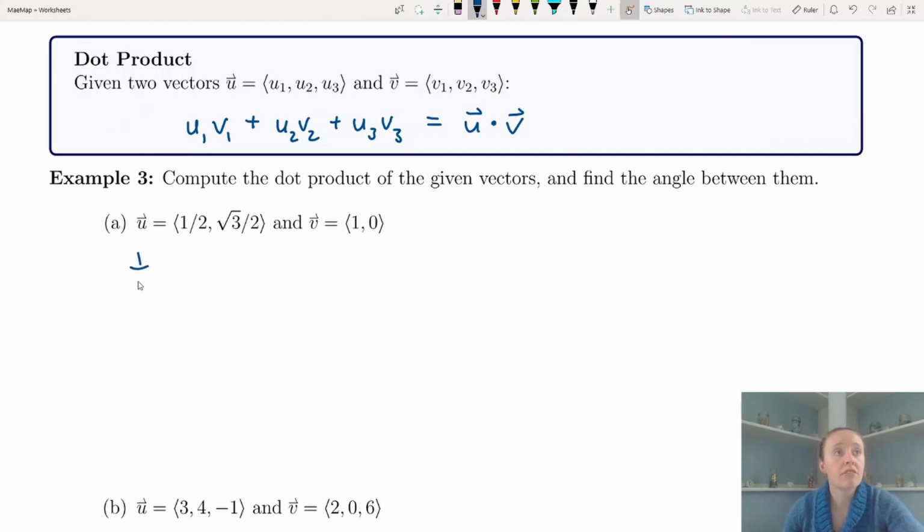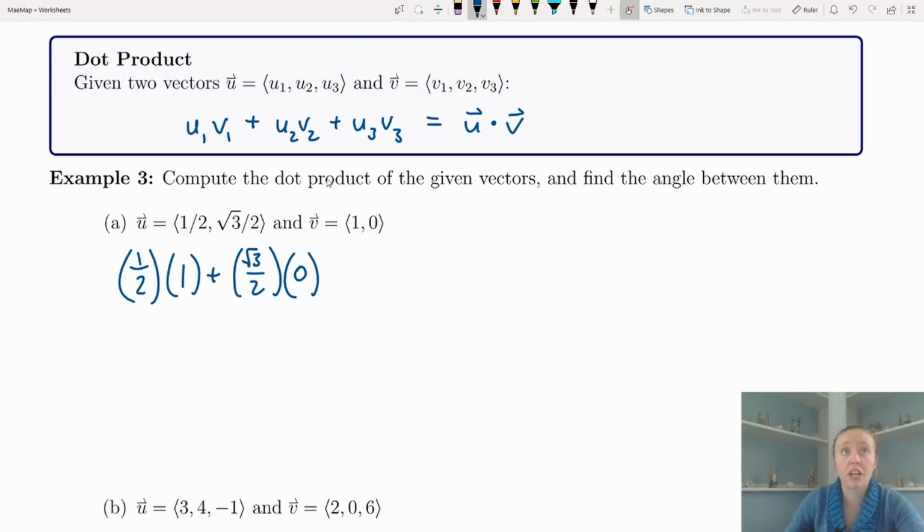So I'm going to take 1/2, which is my first component, and multiply it by 1. So 1/2 times 1 plus my second component, which is root 3 over 2, times the second component in vector v, which is 0. Now, unlike above, I'm not working with 3 dimensions. I don't have a u3 or a v3. I can stop my dot product here because it works in 2 dimensions as well. So 1/2 times 1 is 1/2, and root 3 over 2 times 0 is just 0. So I have 1/2 plus 0, which equals 1/2.